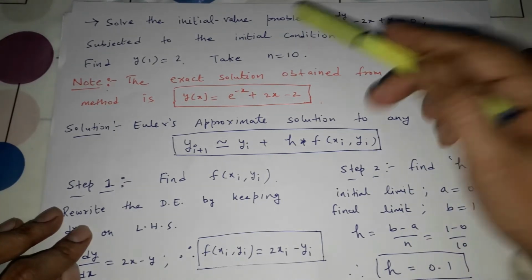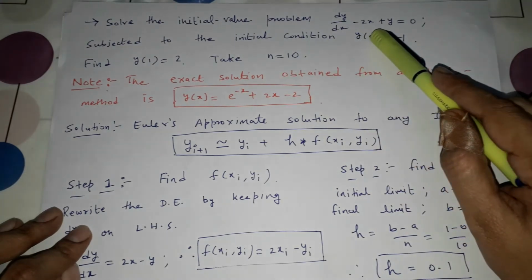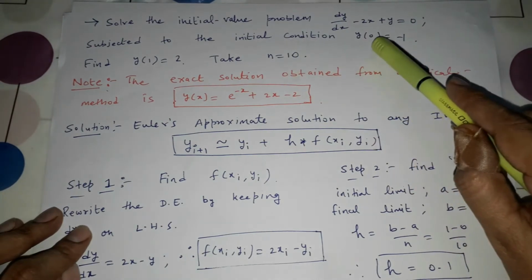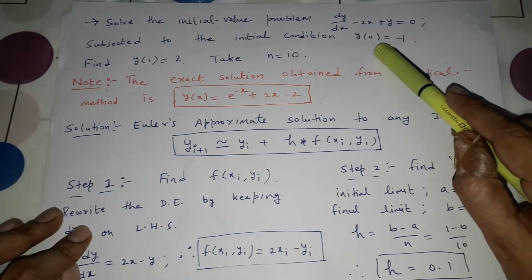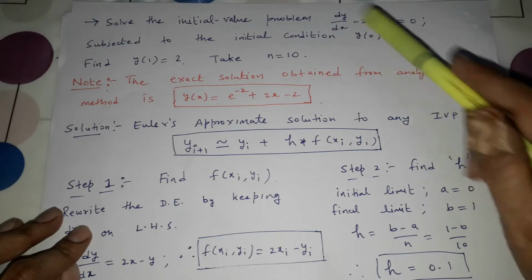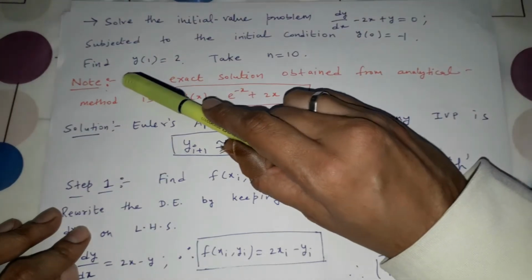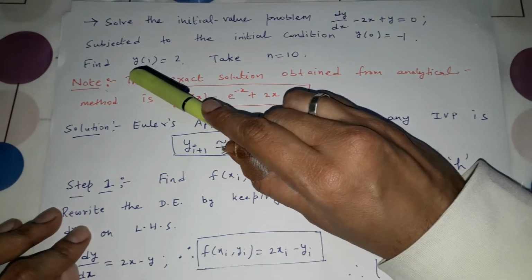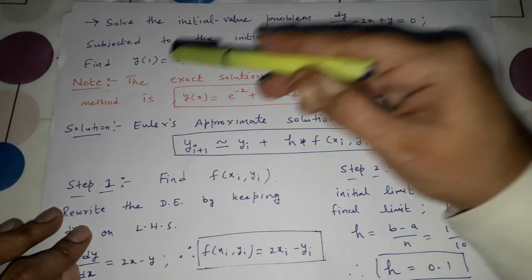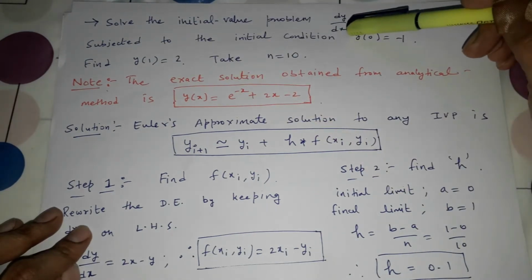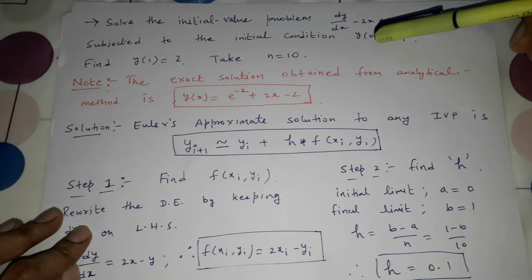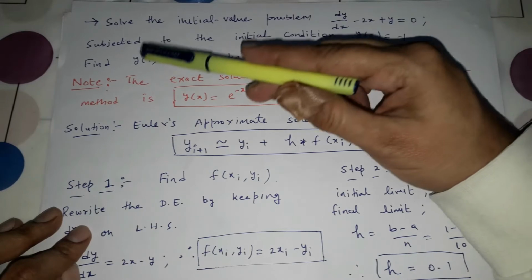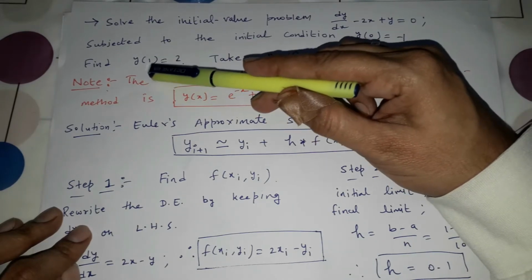So let's see. Solve the initial value problem dy over dx minus 2x plus y is equal to 0 subject to the initial condition y of 0 is equal to minus 1. At x equal to 0, the value of y is minus 1. He's asking us to find y of 1. At x is equal to 1, what is the value of y? From this problem we can understand the limits of x, the independent variable, are 0, the initial limit, and the final limit is 1. So we need to find the value of y when x is equal to 1.